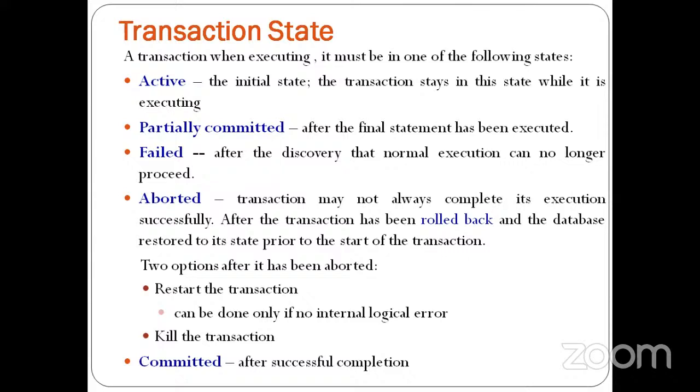Partially committed is after the final statement has been executed. Whatever the transaction does, when the final statement has been executed, that is partially committed. Next, aborted. We already saw aborted and committed in atomicity, the two operations. So aborted means the database will not be visible.